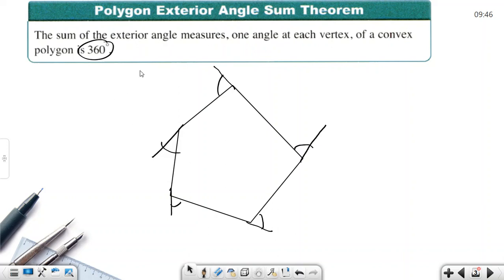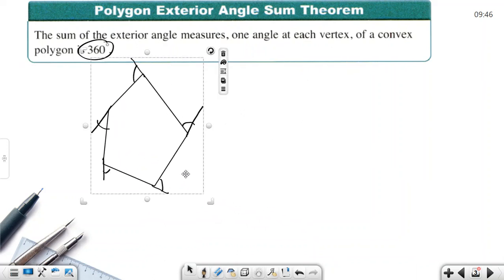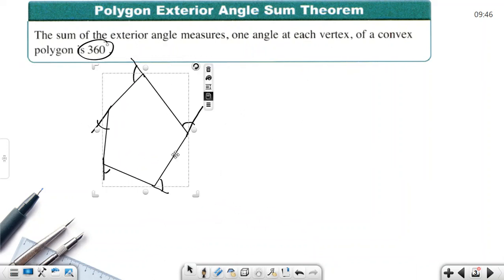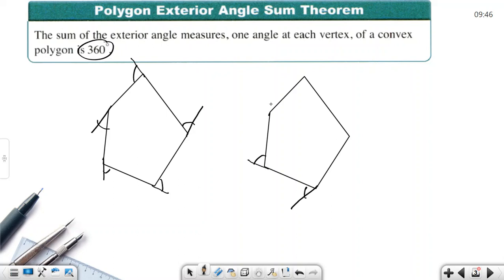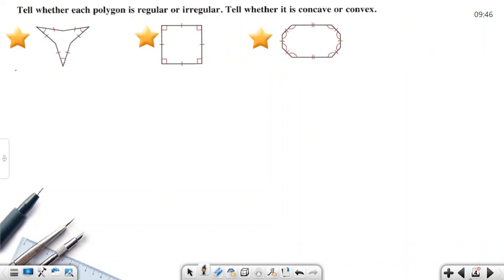Let me show you something else. Let's copy all of these here. I will copy the same polygon there. Of course, you can draw that one too. It doesn't matter which one you do. Again, because they are vertical angles that I showed at the beginning of the video, you can use that one too, no problem. Again, it will equal 360 degrees.